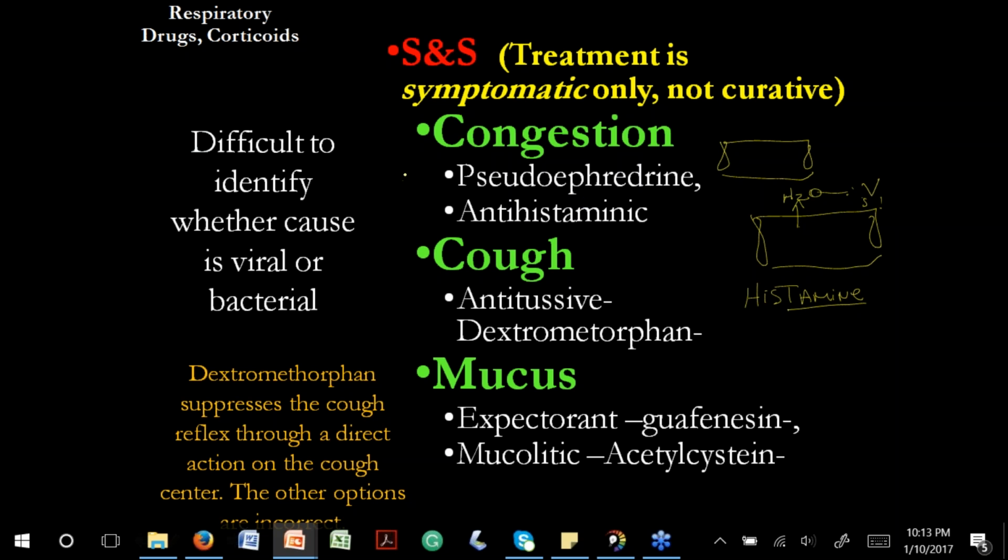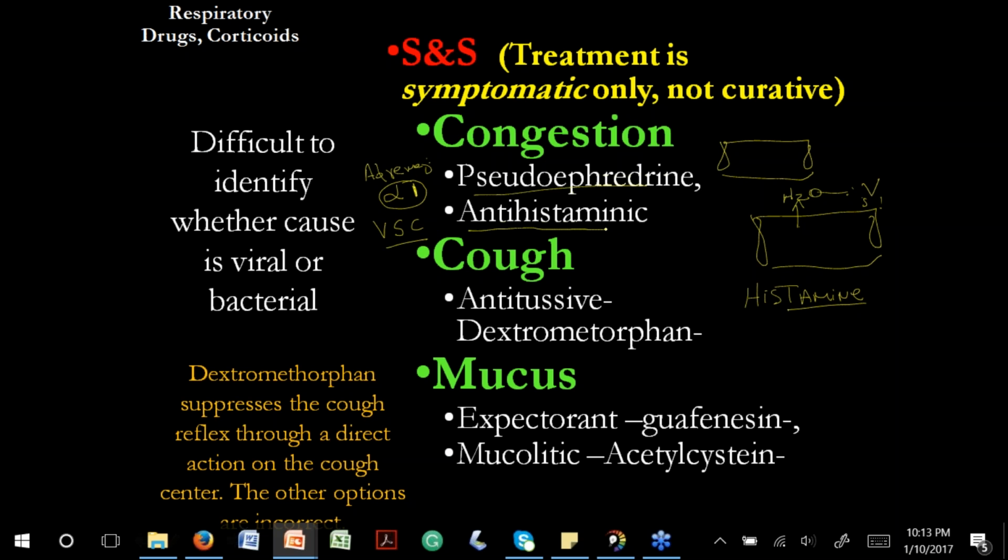And the pseudoephedrine, as you remember, is actually an adrenergic medication. So these are mostly alpha-1. That's what we need to remember, alpha-1. What is alpha-1 doing? Remember, alpha-1 produces vasoconstriction. An example of this is the pseudoephedrine.